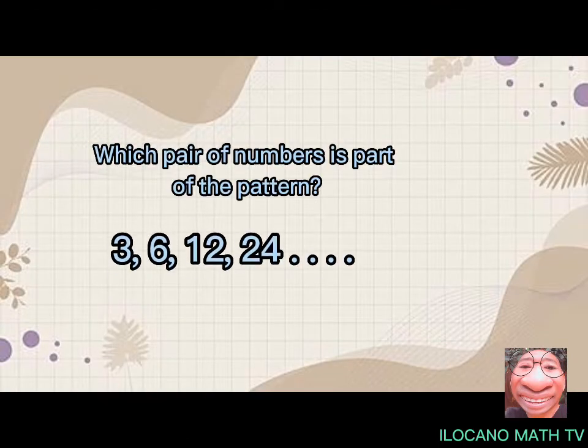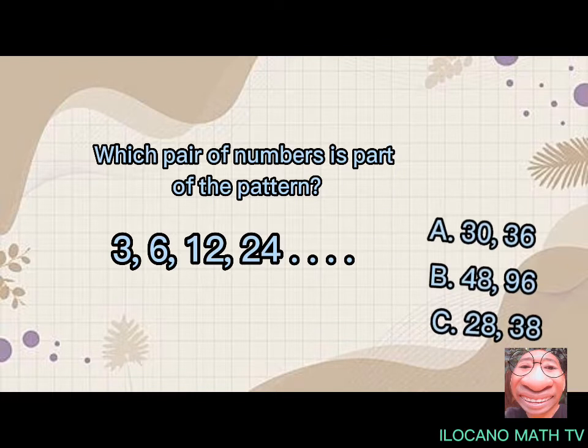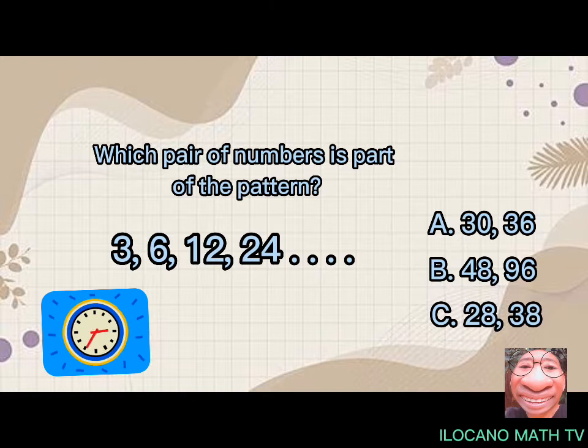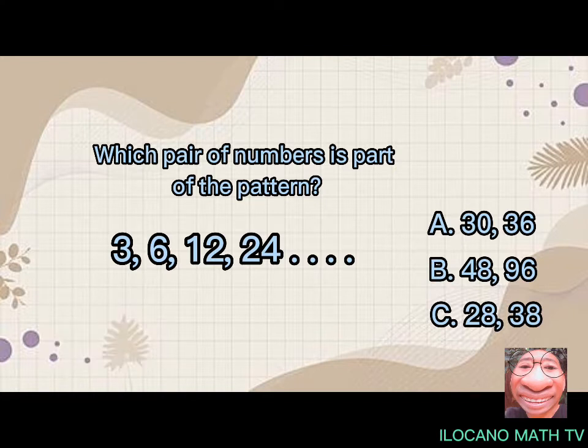Which pair of numbers is part of the pattern? 3, 6, 12, 24, and so on. Choose the best answer. A. 3036, B. 4896, or C. 2838. I will give you time to choose your answer. The answer is letter B. 4896. Bakit? I will explain.